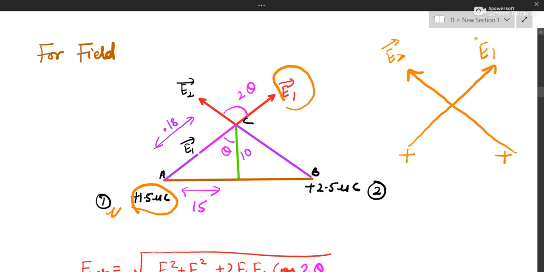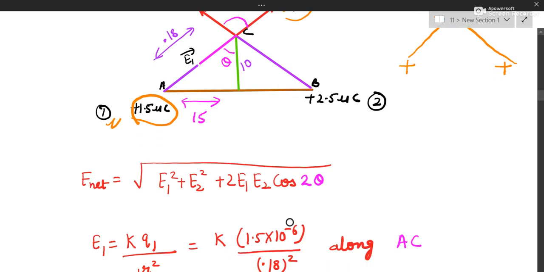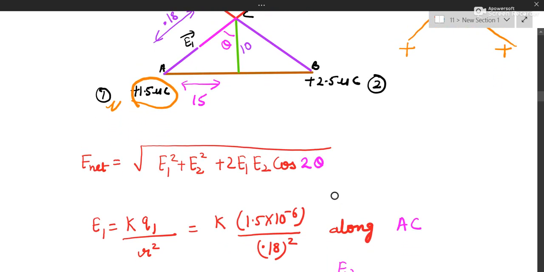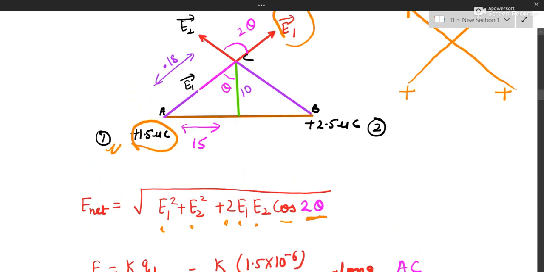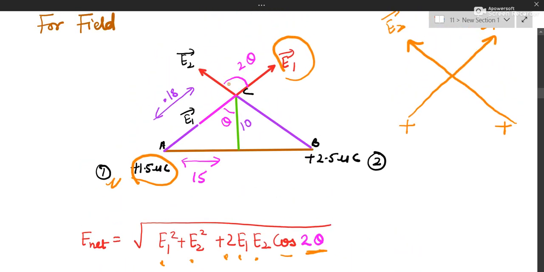Now how to add these? They will be added by vector addition. So first of all, you find the first electric field and the second electric field, and then use the vector law, that is the triangle law: E1 square plus E2 square plus 2 E1 E2 cos of theta. In place of theta I have noted down 2 theta for convenience, but 2 theta or theta, it is up to you. So the half angle here is theta and the half angle here is theta.